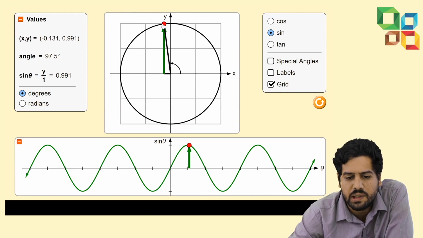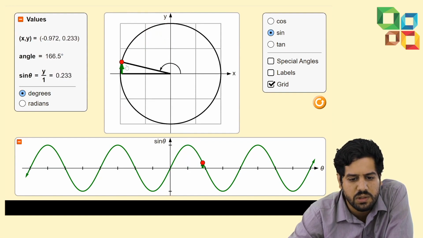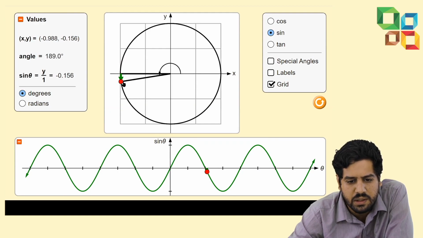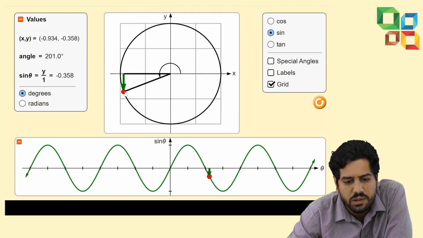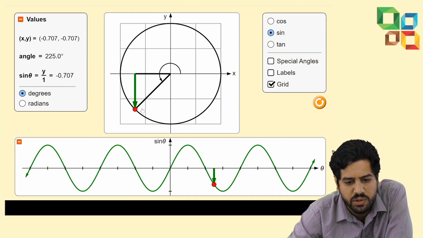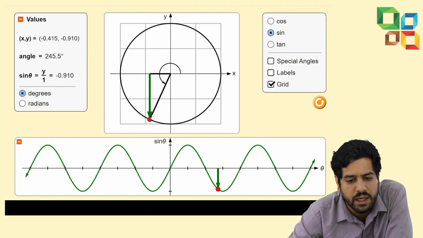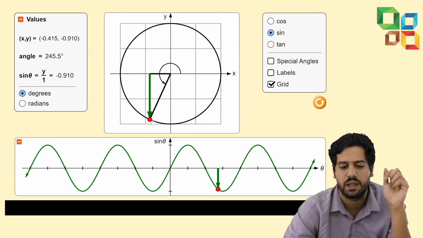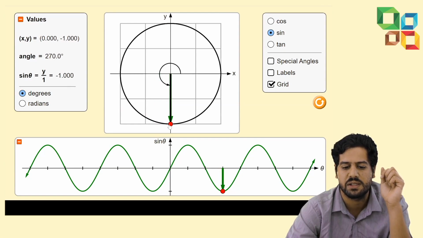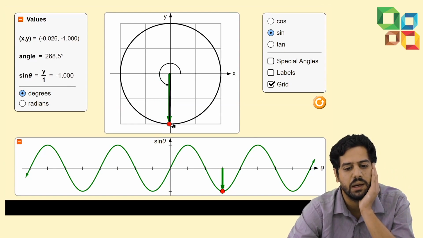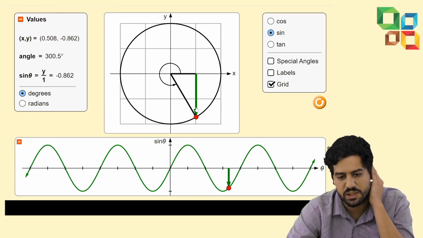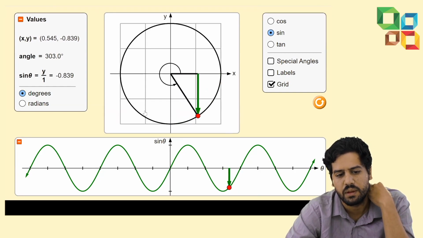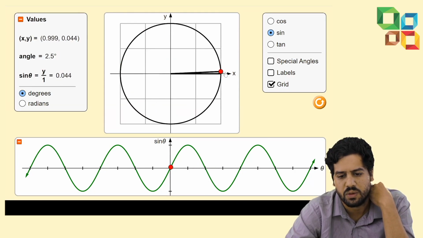Then in the second quadrant, slowly it is decreasing, it goes to 0, right? And in the third quadrant, the value slowly will be negative. Now it's in the downward direction. So in the negative direction, the value is increasing, right? It reaches an extremum here, which is -1, correct? And then again it increases and becomes 0. So sine 360 will be the same as sine 0, right?